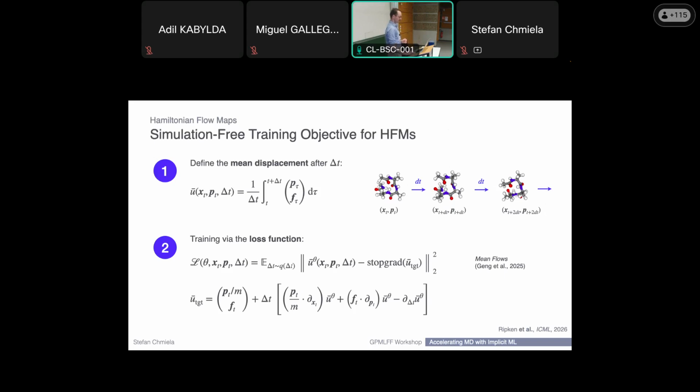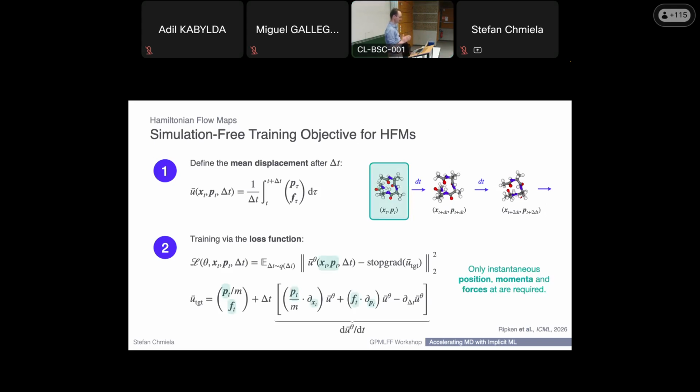Okay, so let's look at this together. What makes this loss function special? First of all, if you look at all the inputs that it uses, it only depends on the positions, the momenta, and the forces at the current time t, right? So we don't need a sequence of geometries, we only need to know our positions, momenta, and forces at our current time, because that's all the information that enters our loss function. Okay, so that's already good.